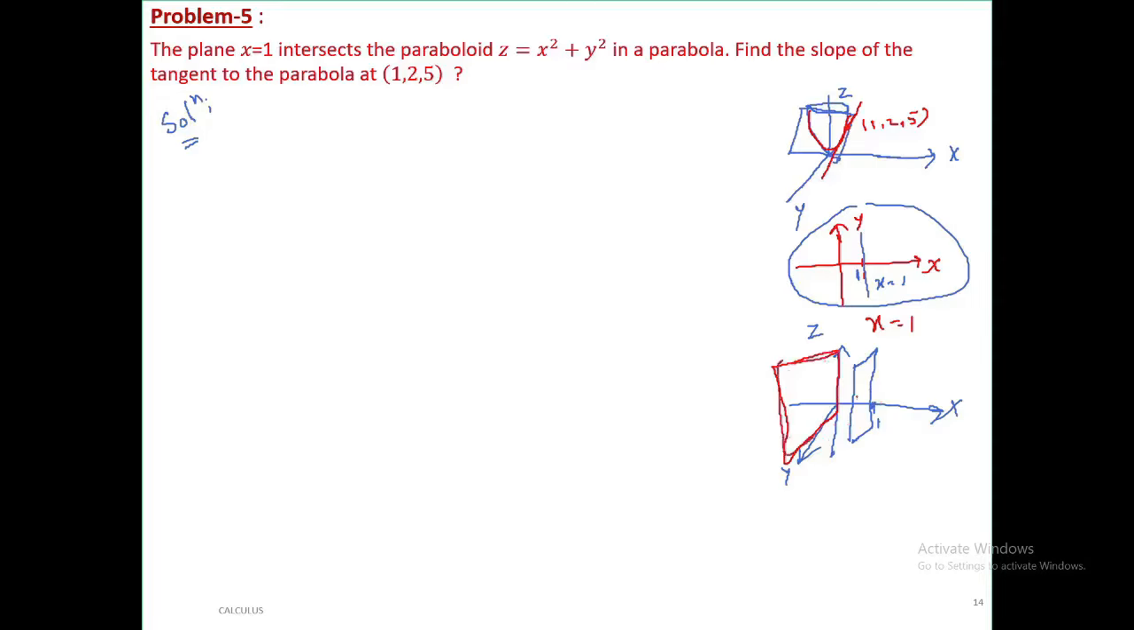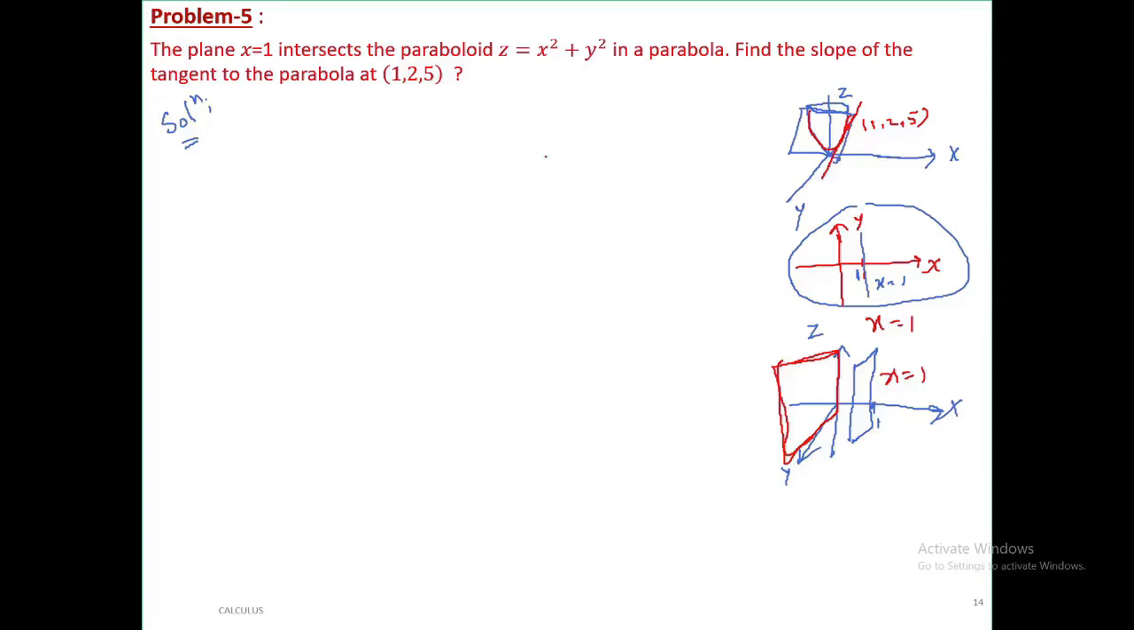So now in 3D, x equal 1 does not mean a line. This is x equal 1. X equal 1 is a plane in 3D. But in 2D, x is 1 means it is a line. In one dimension, x is 1 means a point, and in two dimensions, x equal 1 means a line, while in three dimensions it means a plane.